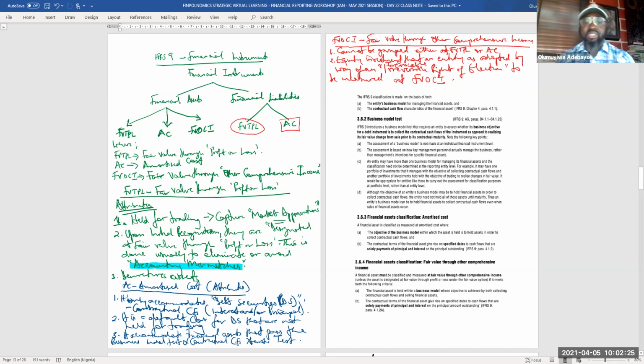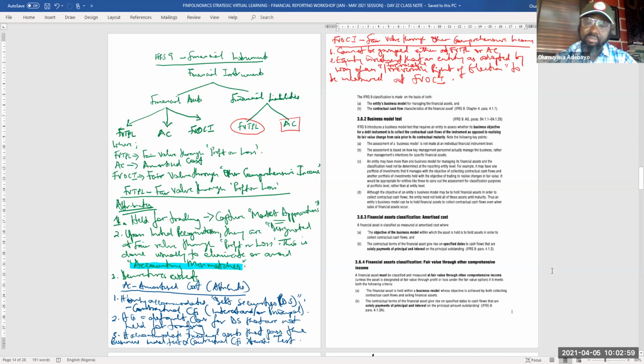We dealt extensively with the 2 tests that assist us in this classification: the business model test, and the contractual cash flow characteristics test. That test forms the basis, or the judgment, by which we classify financial assets into where they belong. Likewise, we did a similar thing for financial liabilities.